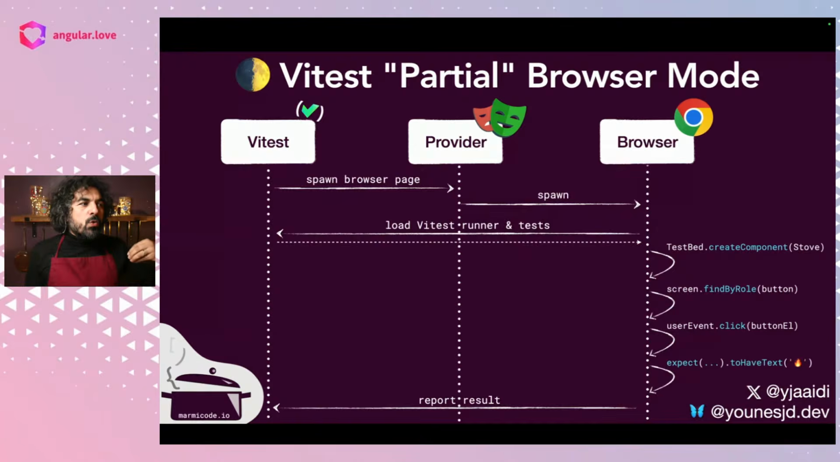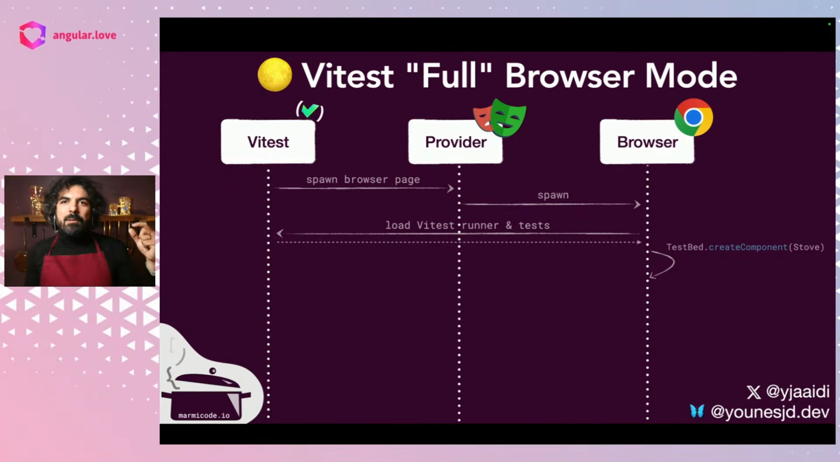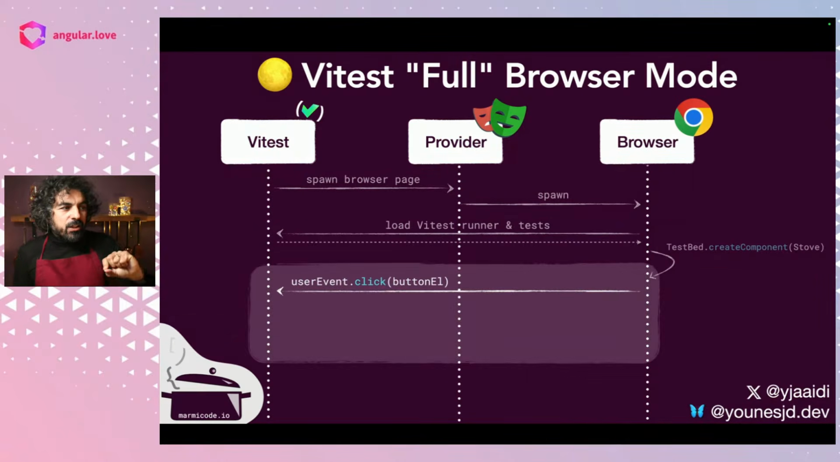But when you use full browser mode by importing user events from vtest/browser instead, that thing is acting like an adapter that's actually calling vtest and serializing the element. It's not actually sending the element. You cannot send a DOM element through the network, but vtest is transforming the element to the path to the element, to a locator.